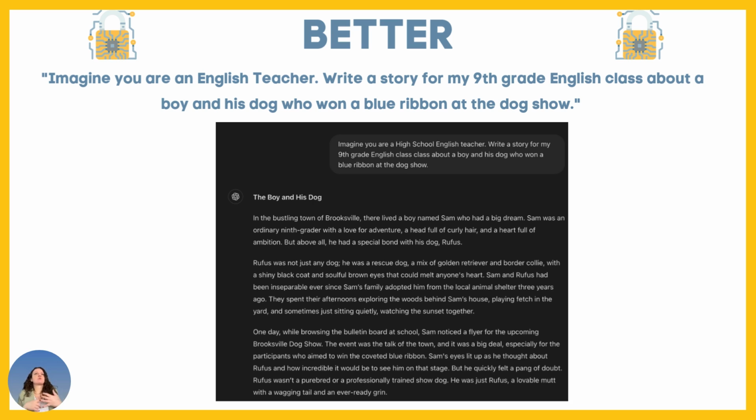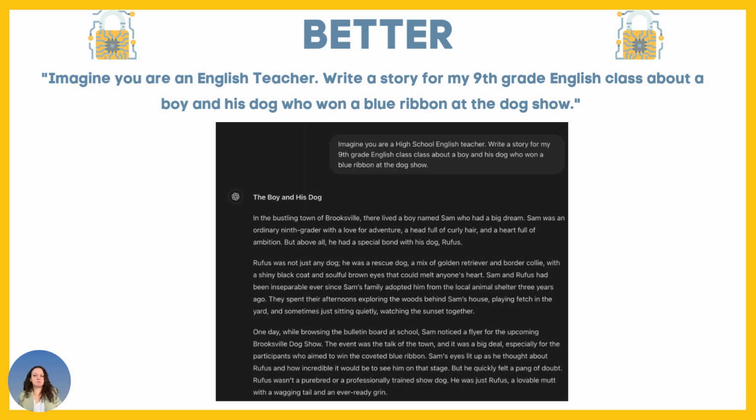This prompt provides more direction. By including the audience and the context, it ensures the response fits the intended purpose. It also specifies the characters and the general theme of the story. It makes the output more relevant. But it still needs some improvement.